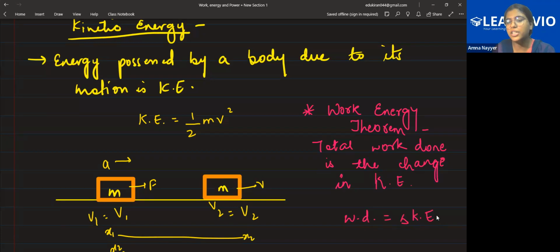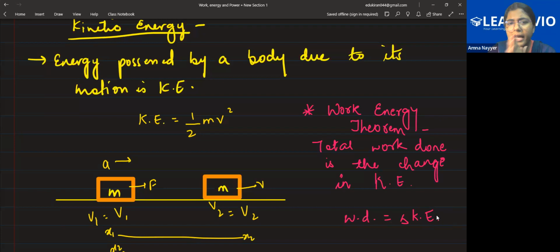We have already studied two formulas for work done. One was F dot S simply. The second one was F dot ds, right? This is what we had studied. Now a third one has been added to your formula list, which is work done is equal to change in kinetic energy. Now, what is this kinetic energy? I have used the term a lot by now. What exactly is this kinetic energy?